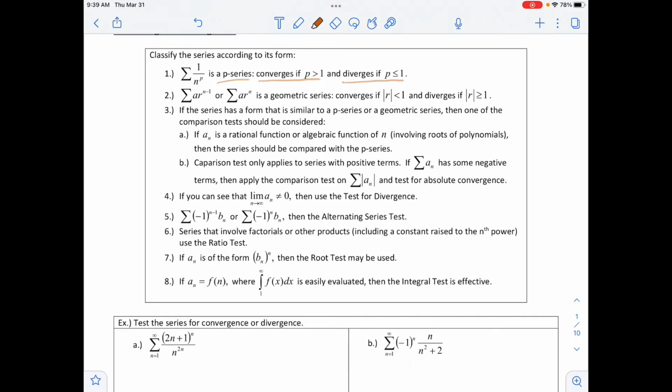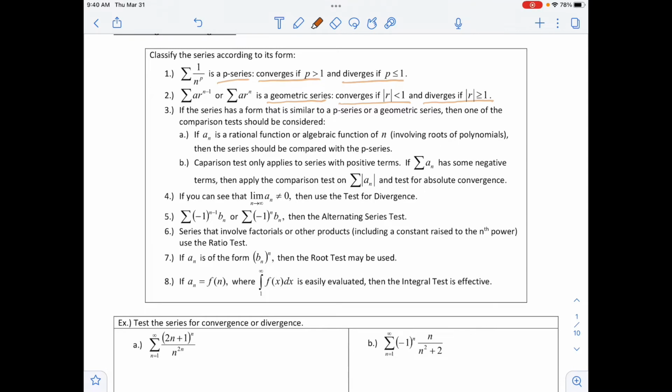The next thing is to consider a geometric series. So if it has the form of the sum of a times r to the n minus 1 or a times r to the nth, that's going to be called a geometric series. And it's convergent if the absolute value of r is less than 1 and divergent if the absolute value of r is greater than or equal to 1.